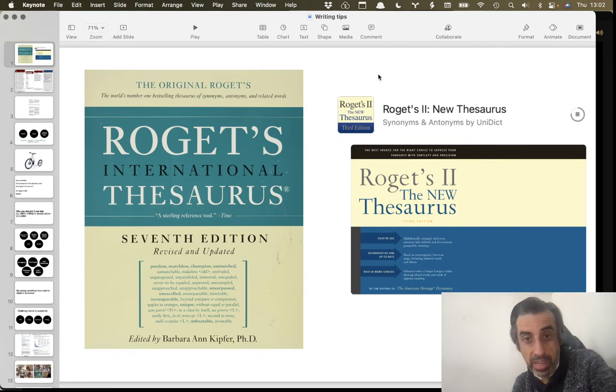Although I'm on the current iOS, so you can download it. I actually downloaded it from the Mac App Store for free. I'm not sure if it's because I have it on my phone, but I had to pay for it on my phone, a couple of dollars. Obviously libraries have thesauruses. Even the free dictionary application on the Mac has a synonym thesaurus. But this one I really like because it's complete.